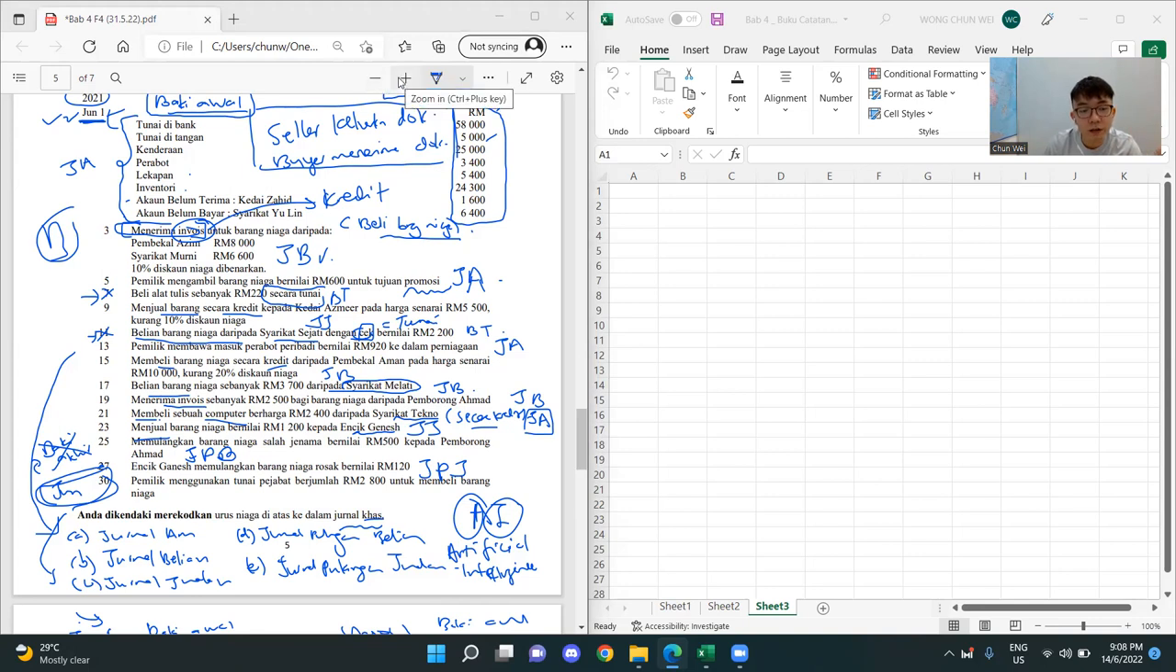And lastly, the 30, pemilik menggunakan tunai pejabat berjumlah 2,800 untuk membeli barang niaga. Okay, so dia beli barang niaga secara apa? Gunakan tunai. So whenever you see tunai, close your eyes. This is buku tunai. Okay, don't close your two eyes. Oh yeah, like that already. So you close one eye. Okay, at least one eye. Okay, so you put a BT. So BT out. You have to record here for this question.